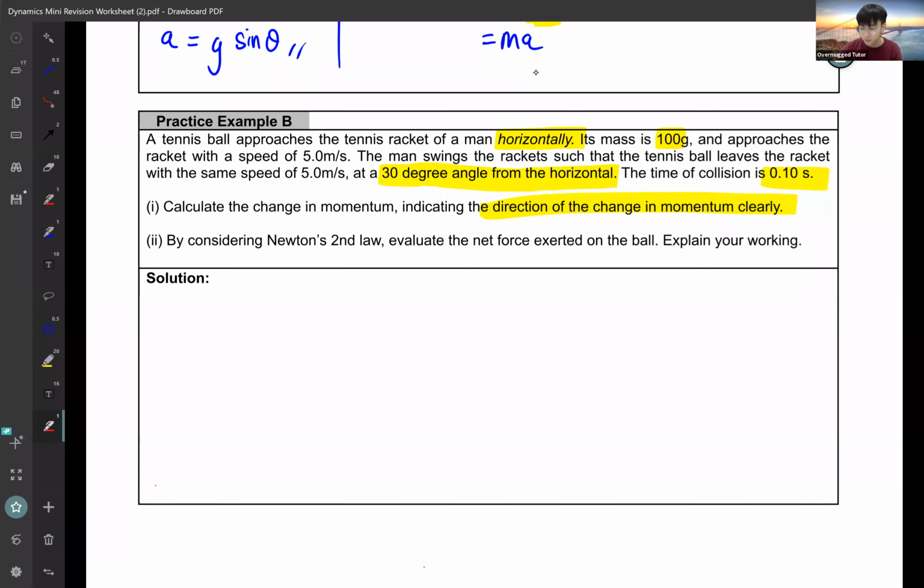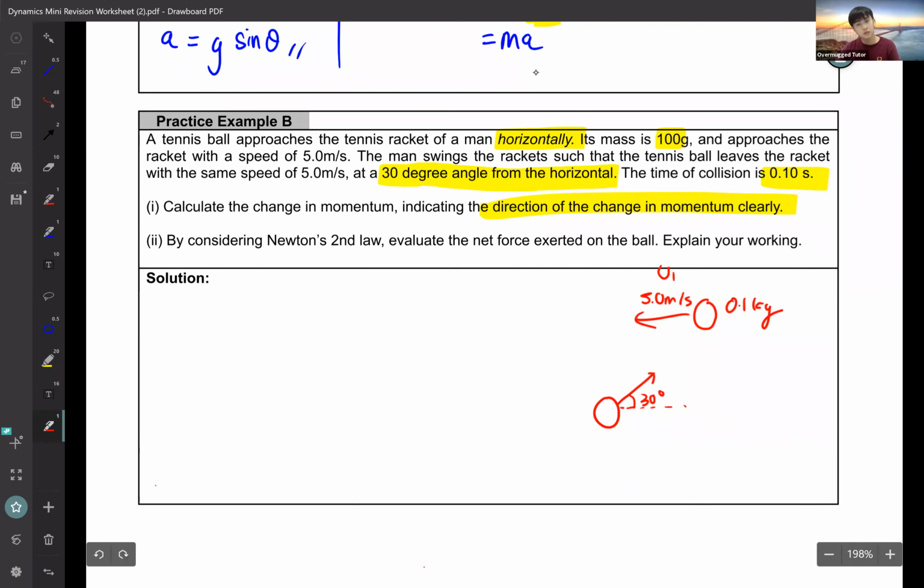Okay, so everyone draw this with me. You have the ball here, the ball of 0.1 kg. It's moving with this speed, 5.0 meters per second. We'll call this u1. Now, after it gets hit by the racket, you can imagine the racket just completely hit it this way. It's moving off now with a final speed of 5 meters per second, 30 degrees from the horizontal. Now, I hope it's clear that you actually have different momenta here.